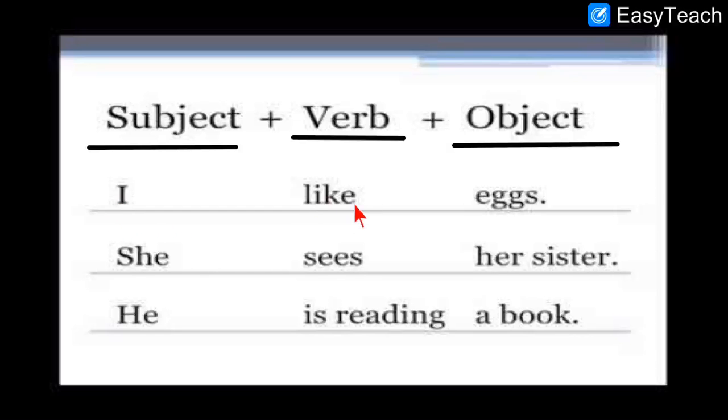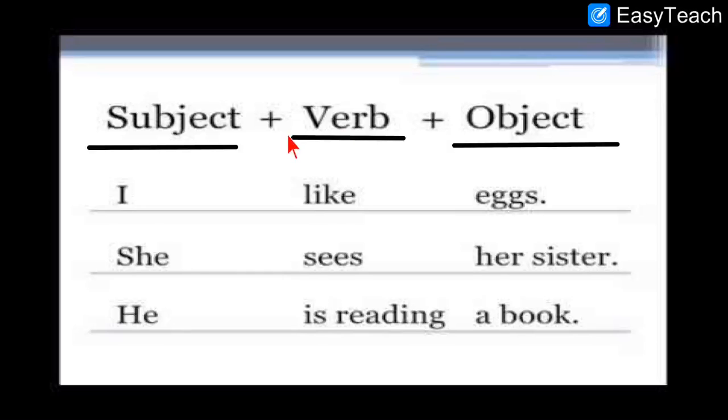I. Verb is like, the action of liking. What do I like? X. So that is my object. Subject, verb, object. So this is how we can make a complete sentence. I like X. Here I is the subject, and verb and object.